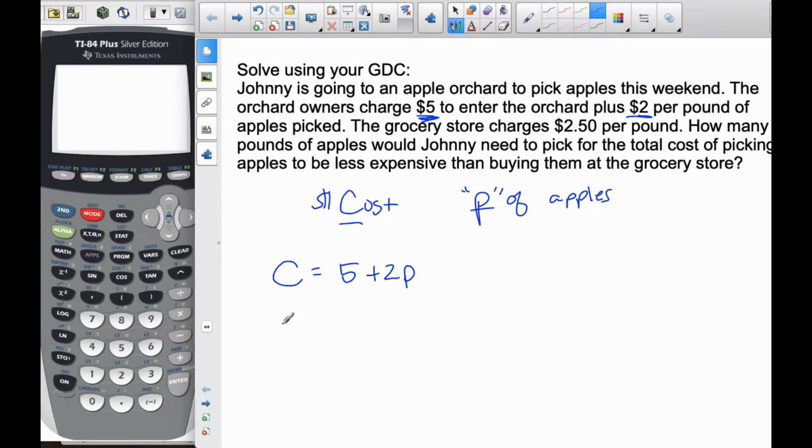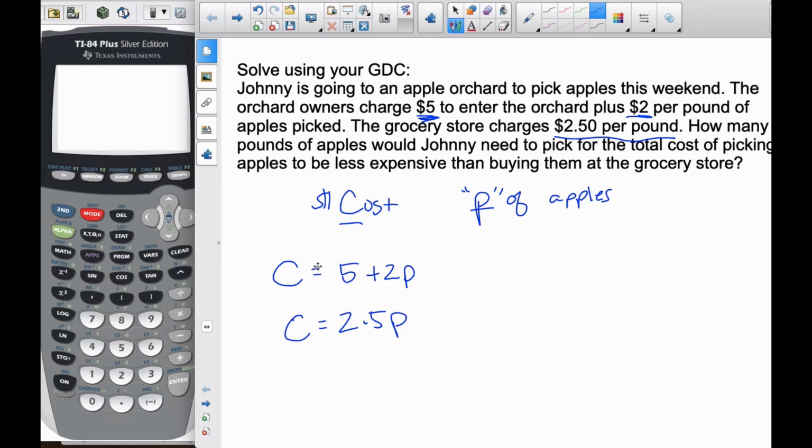Super. And now for the other equation, we have to write an equation to represent the cost of buying apples at the grocery store. There's no charge to walk into the grocery store. It just costs $2.50 per pound of apples. So the cost is just $2.5 per pound. So there's our system of equations.